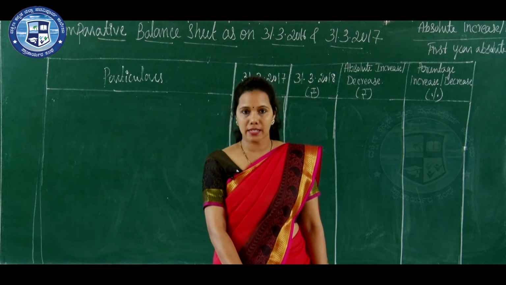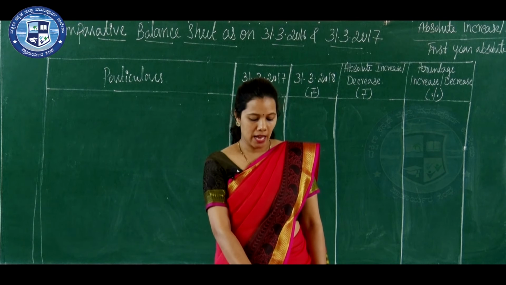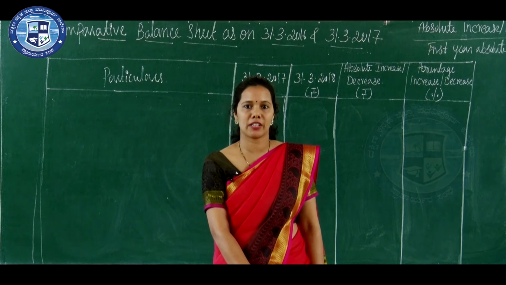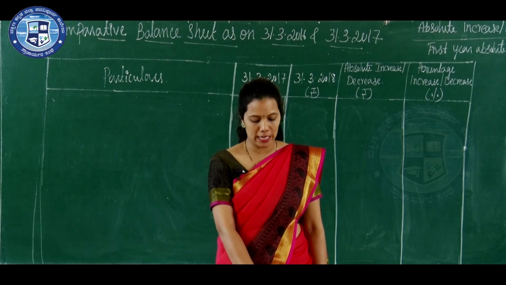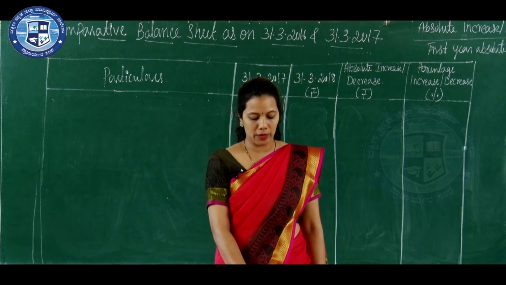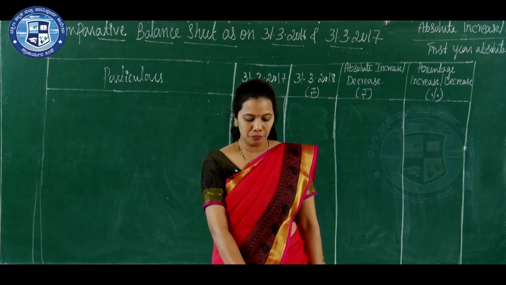And then you have assets. Under assets you have non-current assets and current assets. Under non-current you have fixed assets, again broadly classified into tangible assets and intangible assets. Tangible assets last year 15 lakhs and this year 20 lakhs, intangible last year 6 lakhs and this year 9 lakhs.